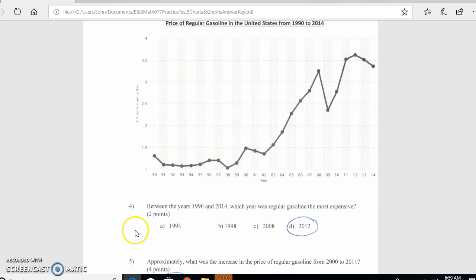Question number 4 says, between the years 1990 and 2014, which year was regular gasoline the most expensive? So in all of these years, what is the highest point where gasoline is the most expensive? And we find that to be right here. And we look down, and this is the year 2012. So that's our answer, letter D.